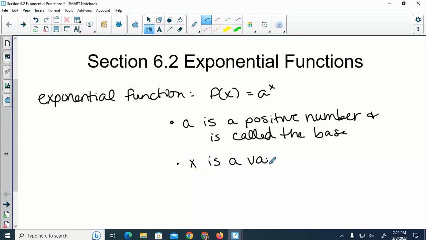And x is a variable, and we know that is called the exponent. So we've dealt with exponents a lot. The difference is in an exponential function, the variable is in your exponent.